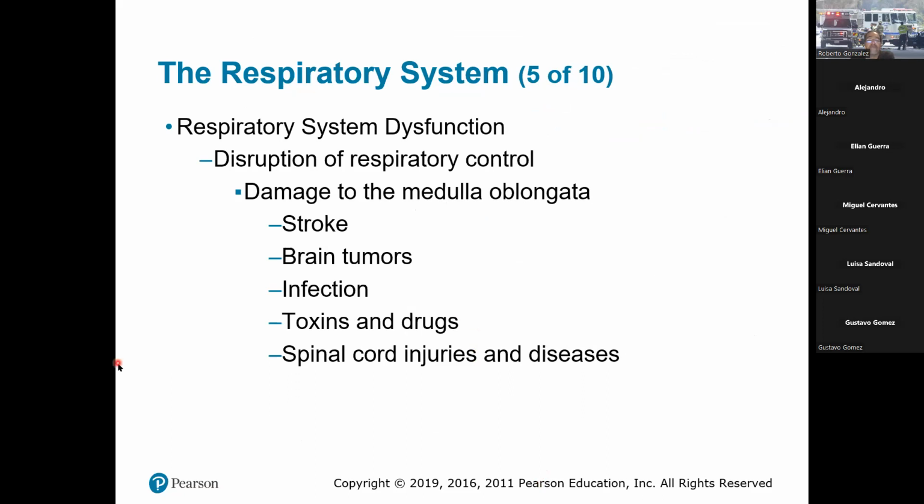Okay, respiratory system dysfunction: you have disruption in respiratory control. You can have damage to the medulla oblongata, which is one of the brain parts that controls respiration. It can be caused by stroke, tumors, an infection, toxins and drugs, or spinal cord injuries and diseases.